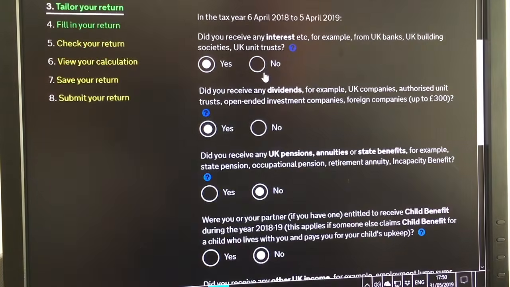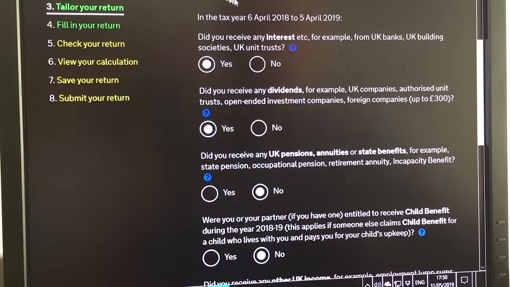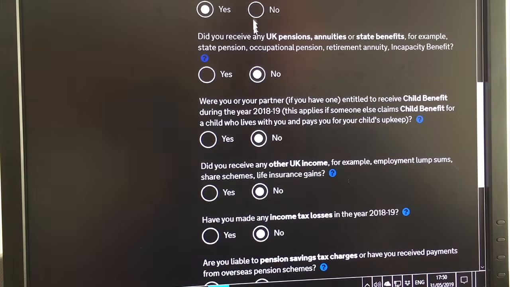Right, then tailor your return. This is carrying on. Did you receive any interest? I'm going to say no. Did you receive any dividends? I'm going to say no. But if you did, obviously you would enter yes, and later on you would get a bit to fill out how much you received.